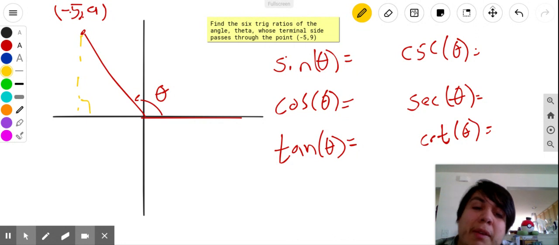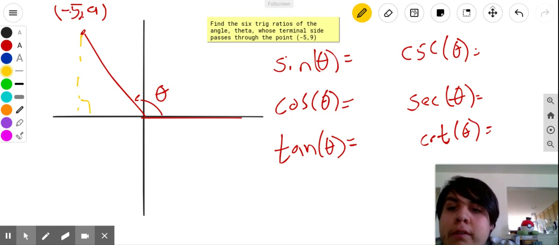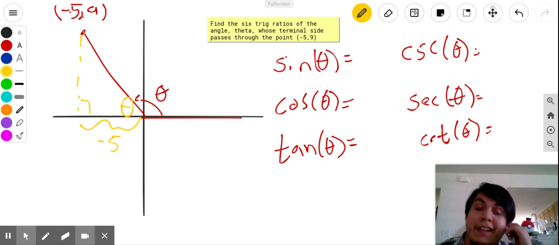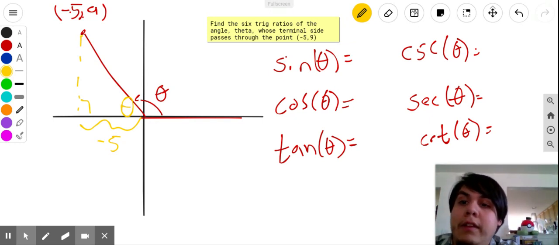If you can imagine, if I'm talking about sine, cosine, tangent, the 6 trig ratios, I need a triangle. So I'm just going to draw a right triangle straight down like that. Now I need to figure out what information I have. My angle is this one over here. This side is a -5, so to speak. Like it's 5 units long, but because it's in the second quadrant, I'm going to treat it like a -5. And this side is 9 long.